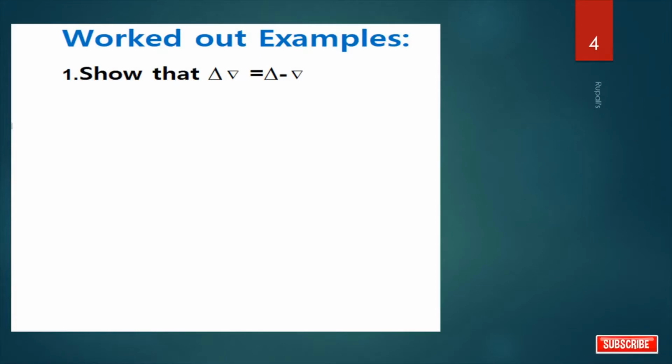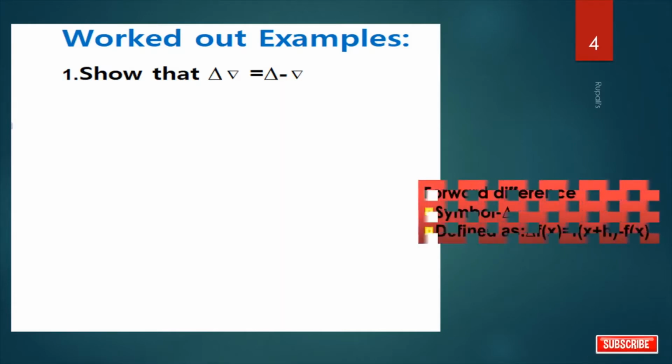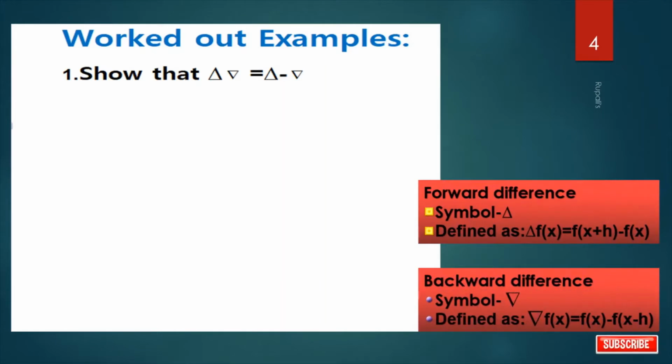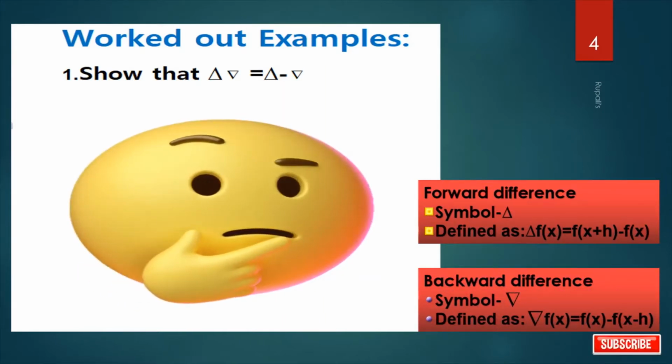Our first example is to show that delta nabla equals delta minus nabla. I am giving hints. First, we already learned what the forward difference operator and the backward difference operator are. Now think, I am giving 10 seconds for you.